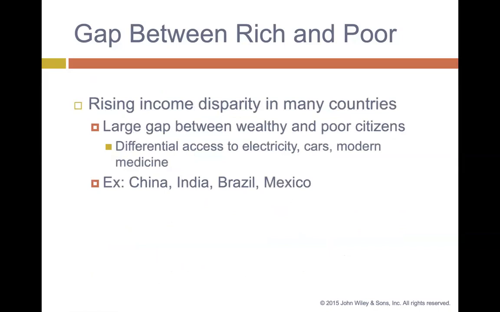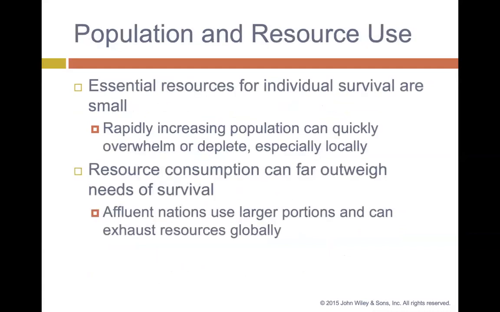There's a rising income disparity between many of these countries. So we have a large gap between wealthy and poor citizens. And this differential gives less access to electricity, cars, and modern medicine. An example of where this rising income disparity is growing is in China, India, Brazil, and Mexico. So when you have this big gap between the rich and the poor, that's when we run into problems.